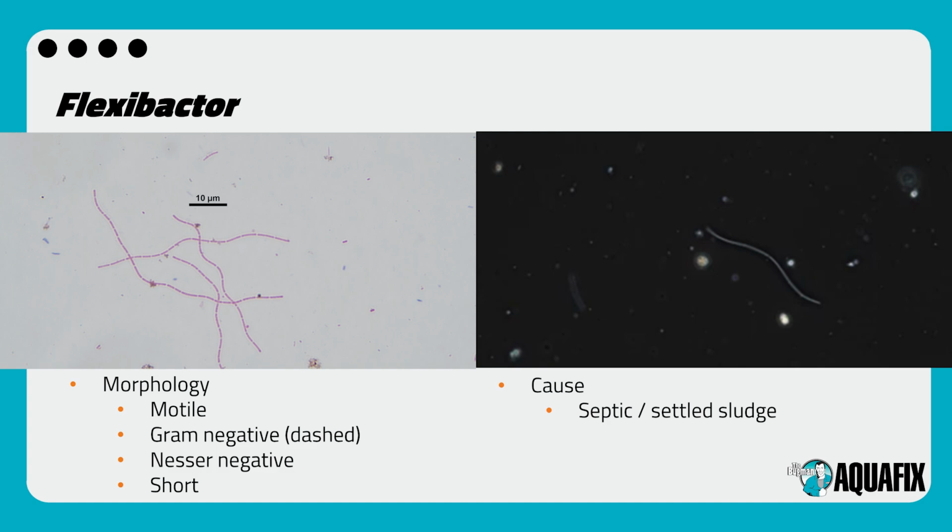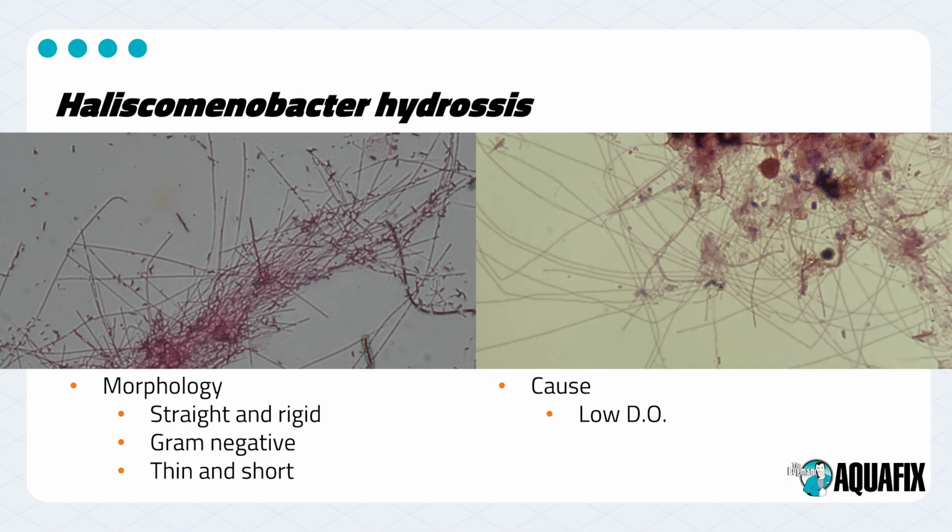Its primary cause, similar to the Beggiatoa, but distinct, is septic or settled sludge. It tends to grow within that settled and septic sludge in your system and then swim about throughout the rest of your system. Now, it doesn't cause any issues in and of itself, but it is a strong indicator of septicity, and that septicity can be causing its own sort of problems.